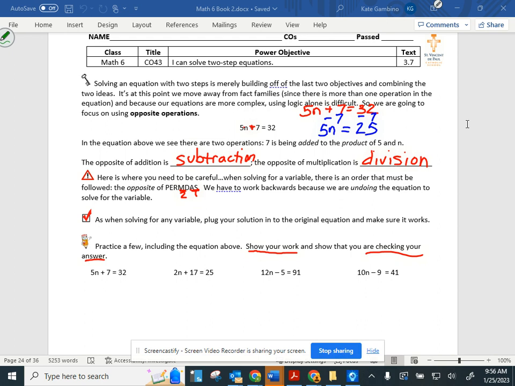25 divided by 5, right? By 5. I thought you said by 10. Did I hear you wrong? I might have said that.